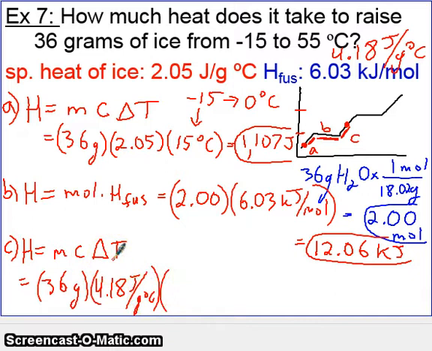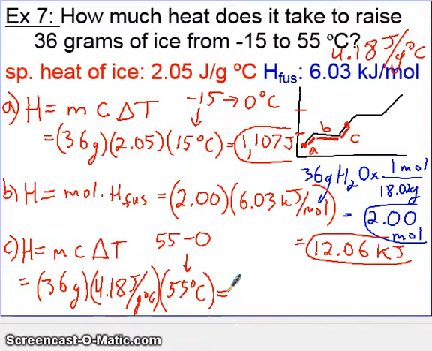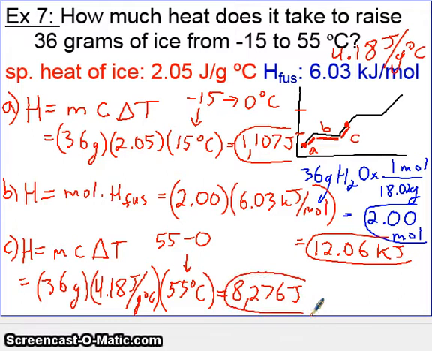Our change in temperature now. We're going from 0 Celsius, where we melted the ice, up to 55. So this will be 55 degrees Celsius, 55 minus 0. That's how we got that number. Go ahead and plug this in. We get 36 times 4.18 times 55. This gives us 8,276. In this case, it'll be joules. This is our third mini answer.